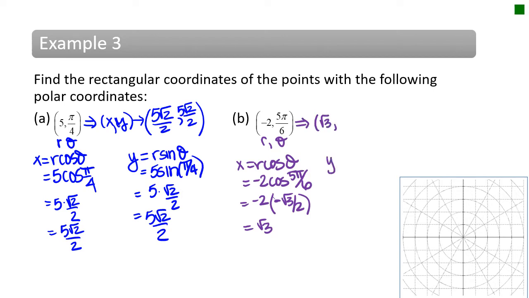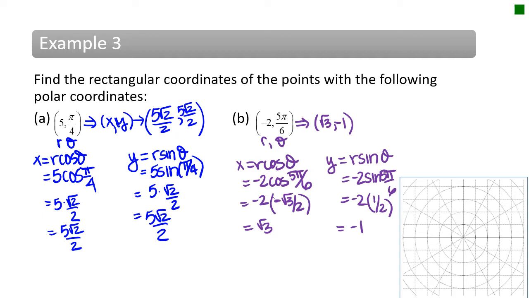And then for my y value, that's r times the sine of theta. So that's going to be negative 2 times the sine of 5 pi over 6. So 5 pi over 6 is in the second quadrant, so sine is going to be positive there. Reference angle is pi over 6, and the sine of pi over 6 is 1/2. So we end up getting negative 1.